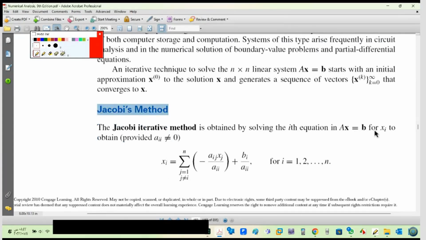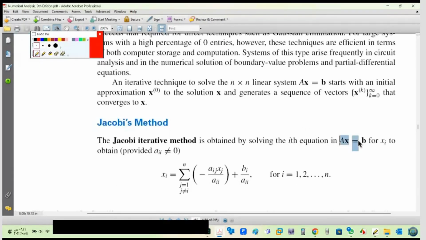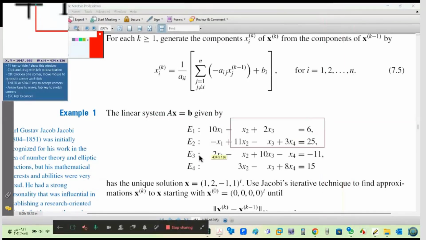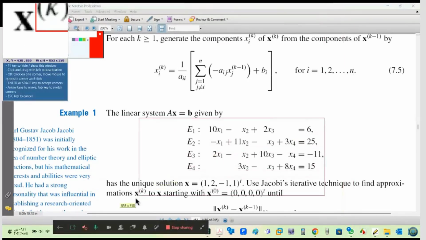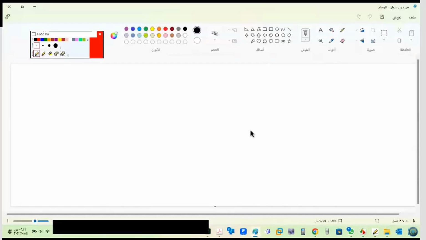For AX equals b, again a linear system, you have x. I will solve it, and you can ask me after that. Let's take this question. It's here. I will copy the question, go here, and paste it.